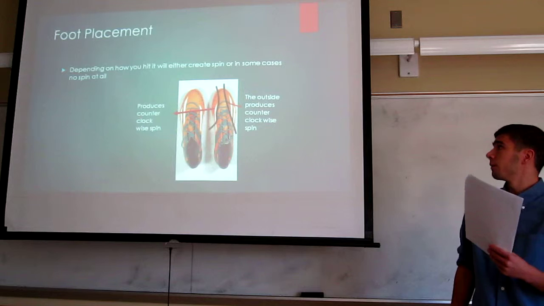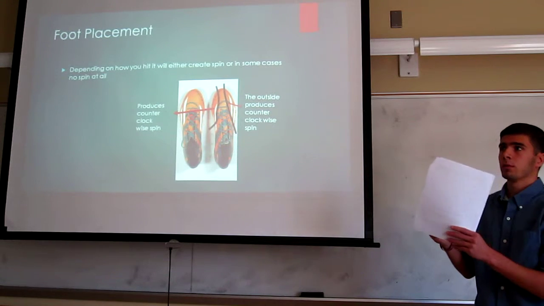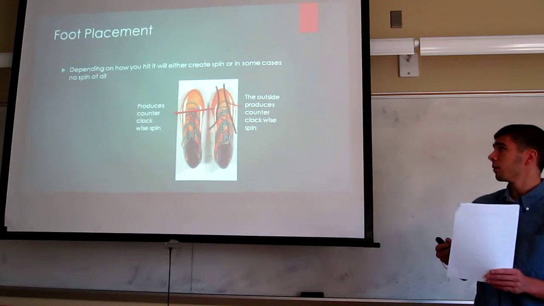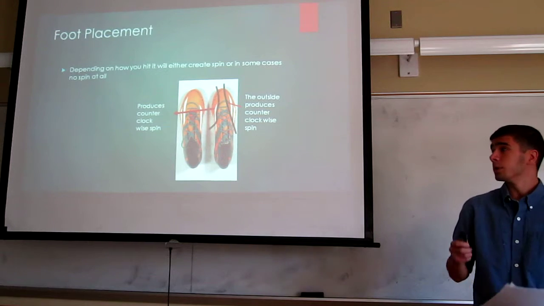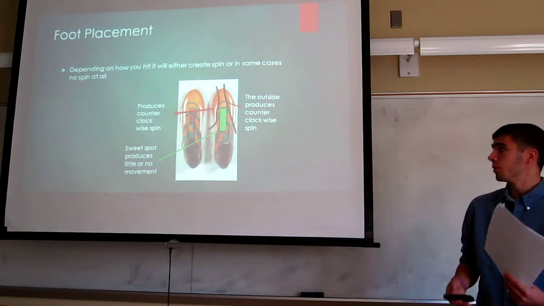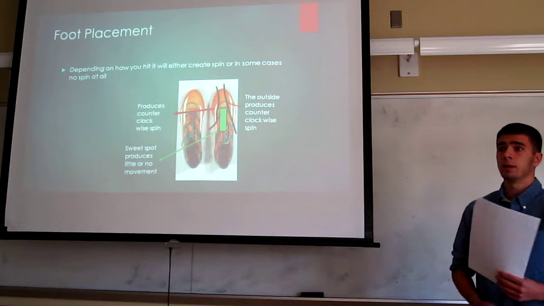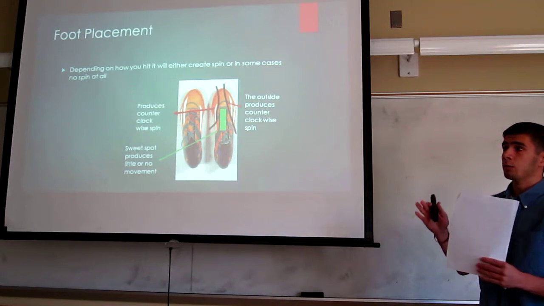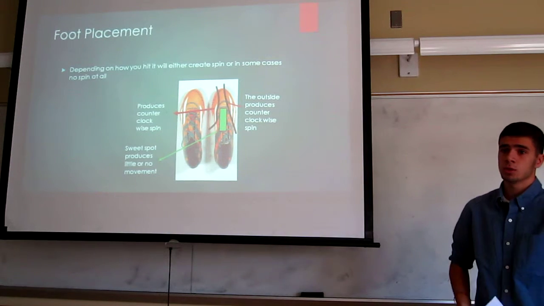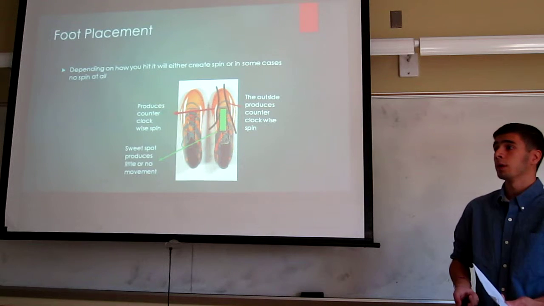If you kick it with the outside of the foot, which is harder because there's a smaller area of the ball you need to kick it with, it will produce a clockwise spin. And then the middle, which is pretty much known as the sweet spot, will produce little to no spin. And if it produces no spin, it will take the path of the Magnus effect and just go straight forward, and that's considered a knuckleball.